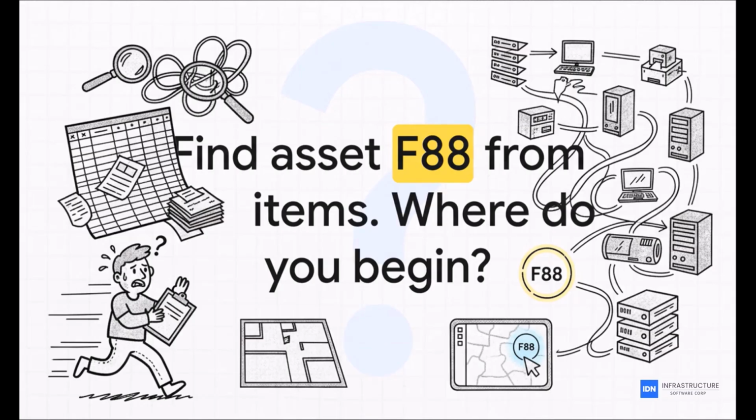Okay, let's paint a picture. An auditor is standing right next to you, clipboard in hand. They need to find one specific fire extinguisher, F88, out of 428 assets. Right now, your heart starts pounding, right? Are you gonna scroll endlessly through a massive spreadsheet, or worse, start running around the building hoping you get lucky? It's a nightmare scenario, and it's the exact problem we're about to solve.